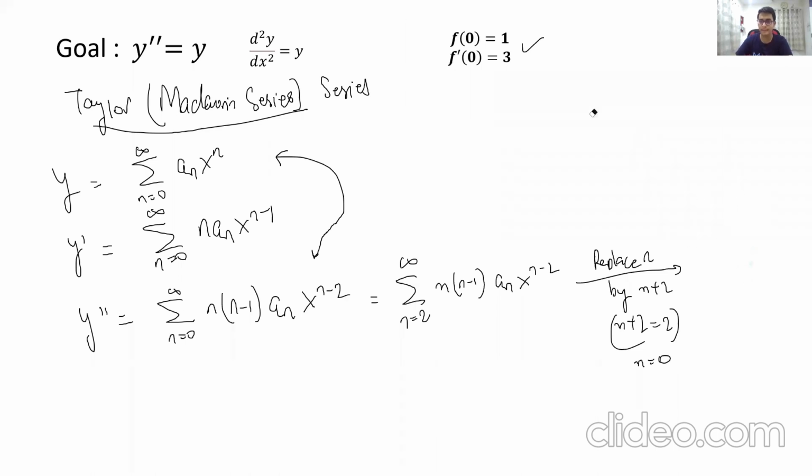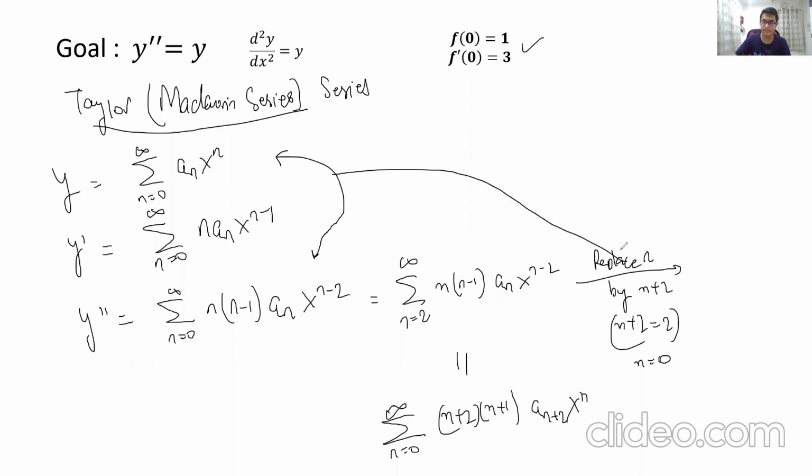So that gives us that this is just the sum as n goes from 0 to infinity of n plus 2 times n plus 1, because we've put n plus 2 in place of n, and instead of a_n we'll of course have a_(n+2), and we have x to the power n. So now these two relations really look helpful, because we have x to the power n, and this is an infinite sum with the same lower and upper bound.